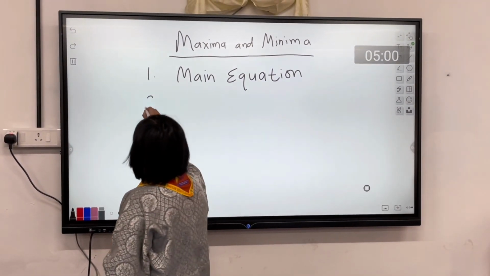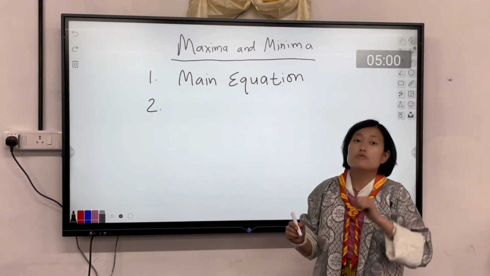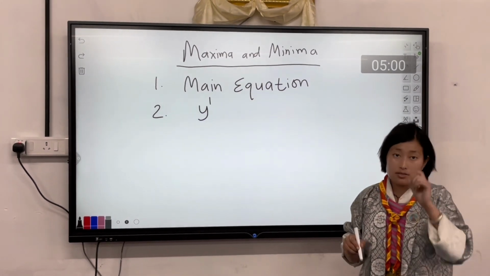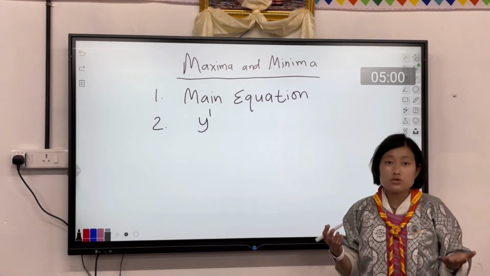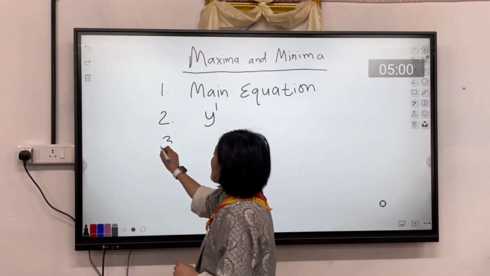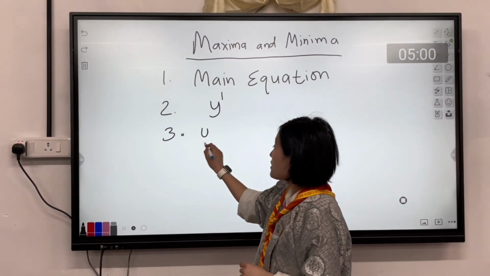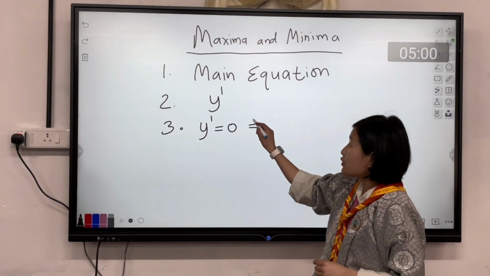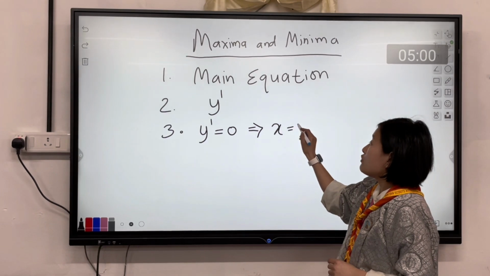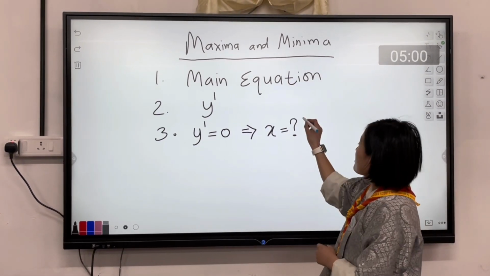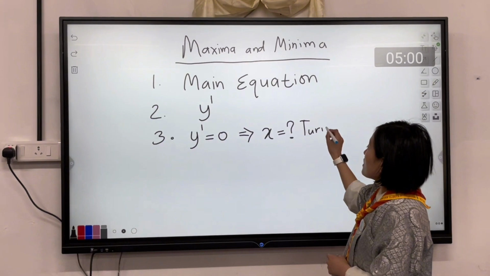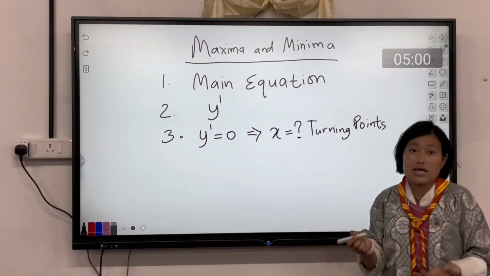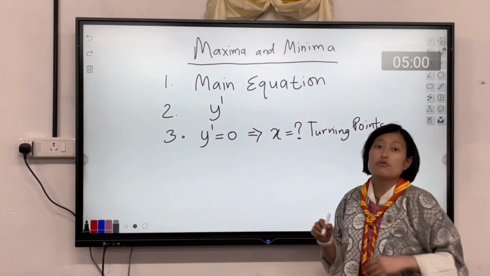Now what are you going to do with the main equation? Step number 2, you need to first differentiate it. So which means try to differentiate that function once. Why are you differentiating it? Then comes your step 3. You are differentiating it so that when you equate the first differentiation to 0, you will be getting the value of x. So this x is your turning point. Turning points can be a maximum point, minimum point, or even point of inflection.